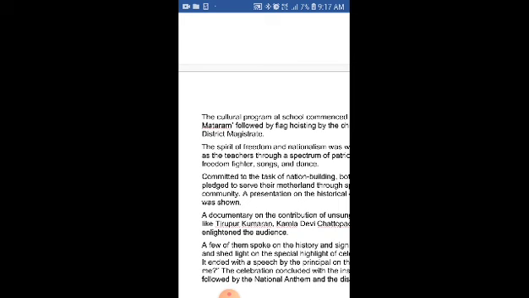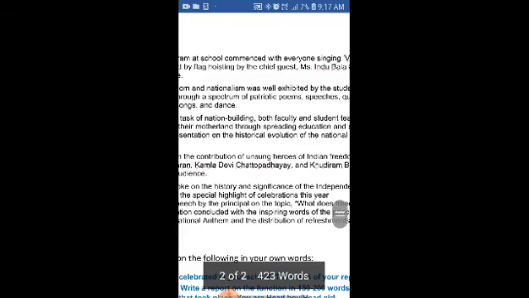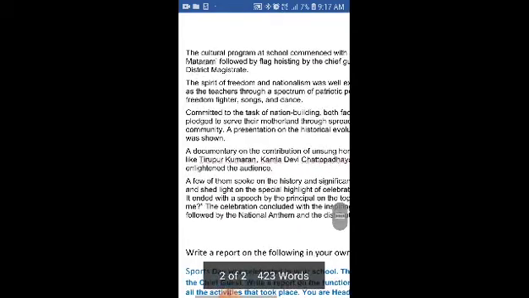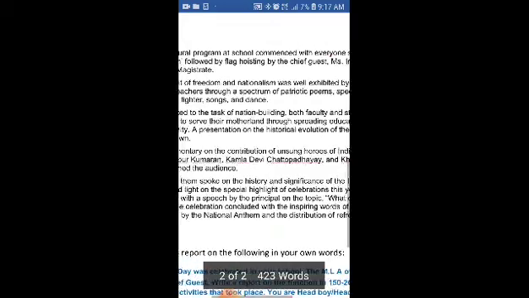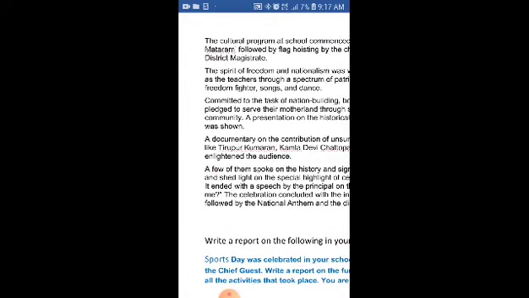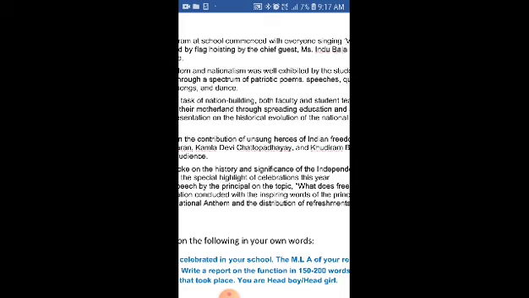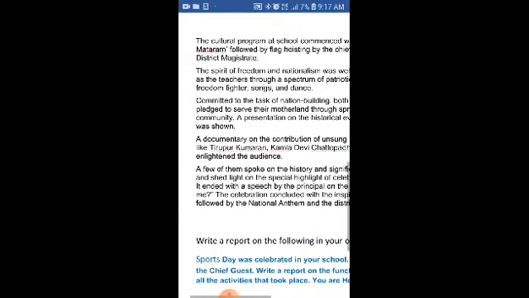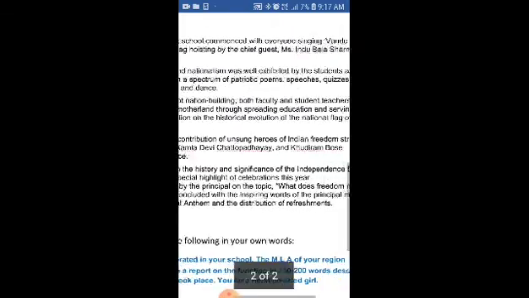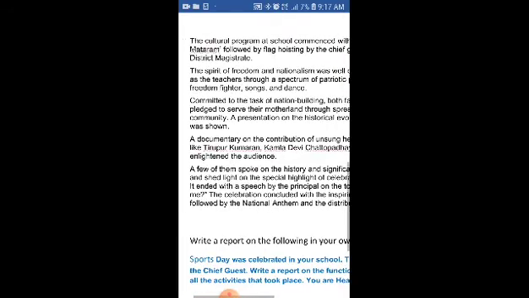Now we'll talk about the function. The spirit of freedom and nationalism was well exhibited by the students as well as the teachers through a spectrum. Spectrum means a ray, means a line, a group of patriotic poems, speeches, quizzes on freedom fighters, songs and dances. Committed to the task of nation building, both faculty, here meaning the teachers, and students pledged to serve their motherland through spreading education and serving the community.